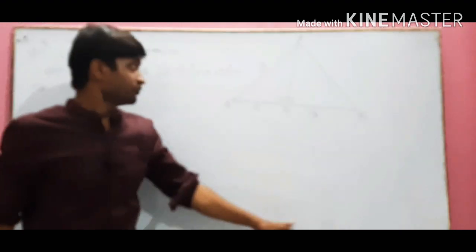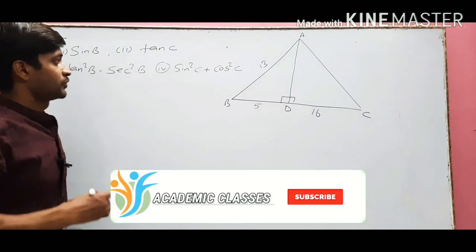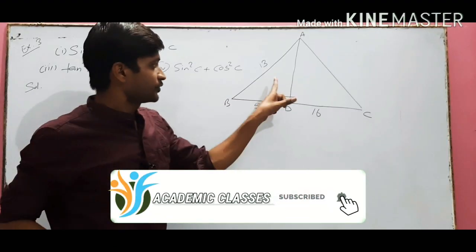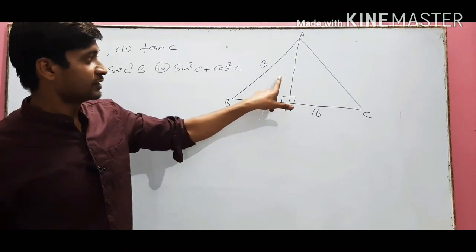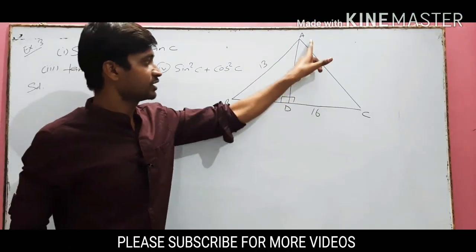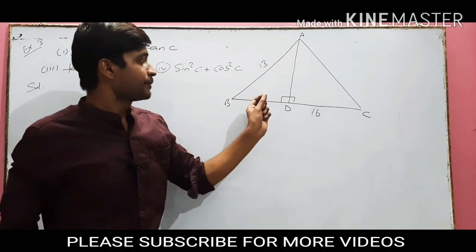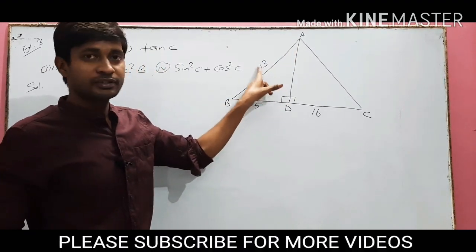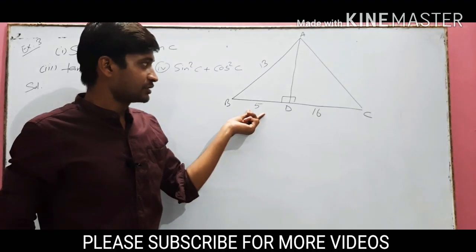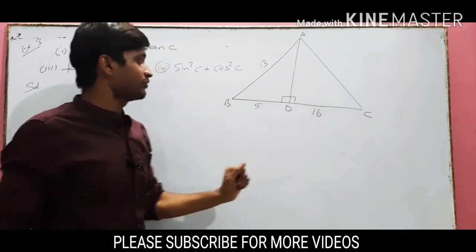Hello students, today we will see example number 3. Here, there are two right angle triangles. First is ABD and second one is ADC. In this right angle triangle we don't know the length of AD, but we know this is 13 centimeter, this is the hypotenuse, this is the base for this angle. So AD we have to calculate.